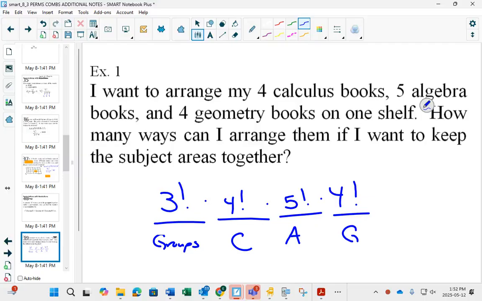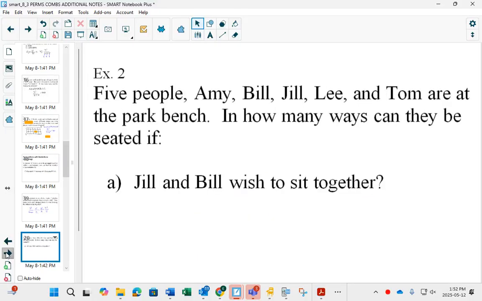So whenever you want to put things together, that's grouping them, okay? Whenever you have the same object repeated, that's identical objects. Sometimes people get the grouping strategy and identical object strategy mixed up. So here's a grouping strategy with people.